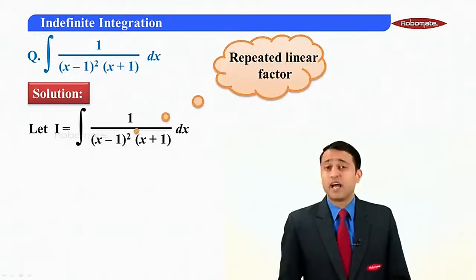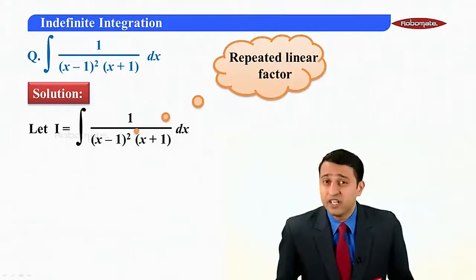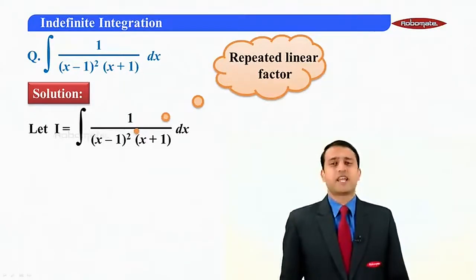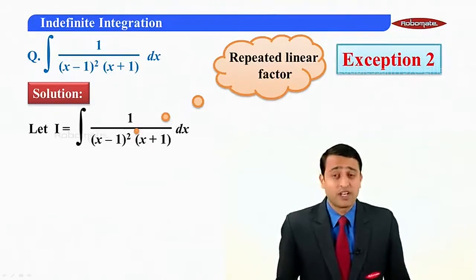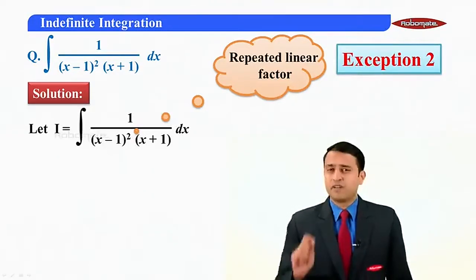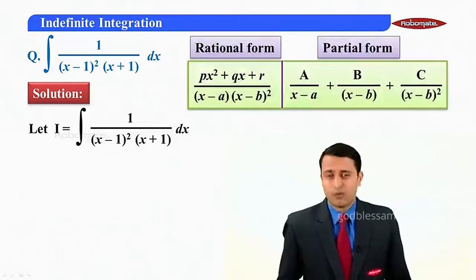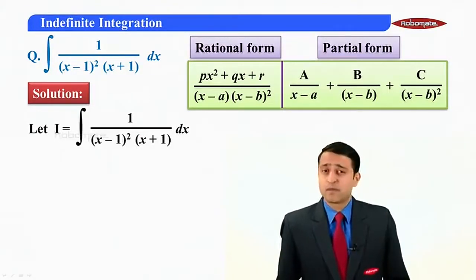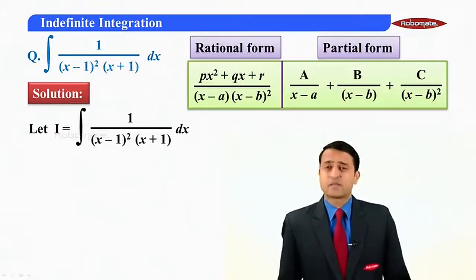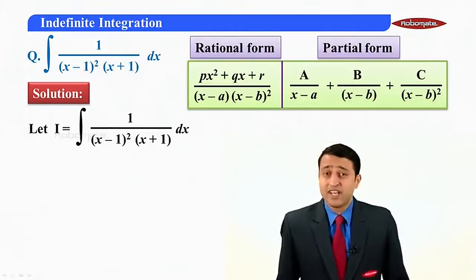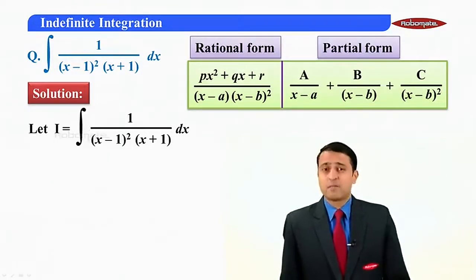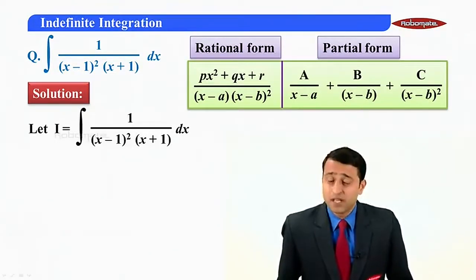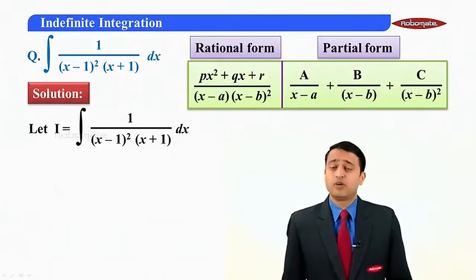This is nothing but a case of repeated linear factor, and this is our exception too. Repeated linear factor is not allowed in partial fraction, but we'll bend the rules a little bit. Now what is the approach? If I have a rational form which says (px square plus qx plus r) upon (x minus a) into (x minus b) the whole square, then the corresponding partial form will be A upon x minus a plus B upon x minus b plus C upon (x minus b) the whole square.